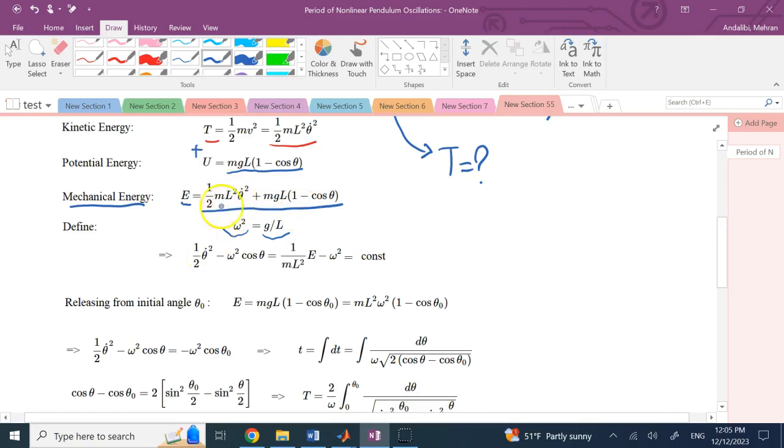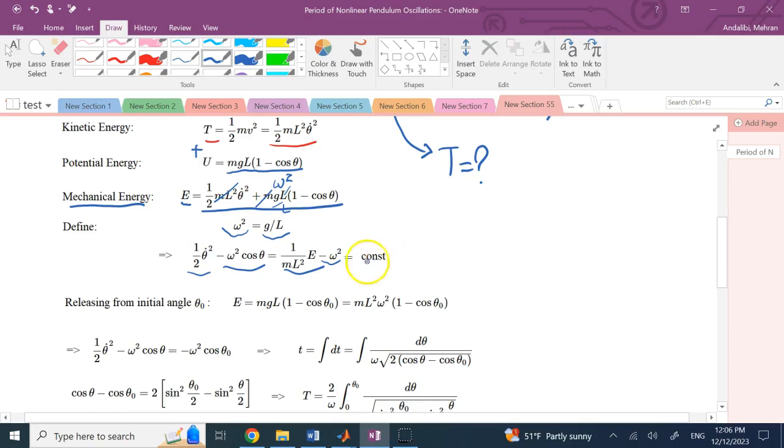So what we do is we divide both sides of this relation by m L squared. So we get E over m L squared equals what? This term will be 1/2 theta dot squared. This term here needs one L in the denominator, because it only has one L, so it is going to be g over L, and g over L is omega squared. So it's going to be omega squared times (1 minus cosine theta). Then you take the positive omega squared to the other side, you get negative omega squared, and the negative omega squared cosine of theta, you keep on this side. So you'll get this term here.